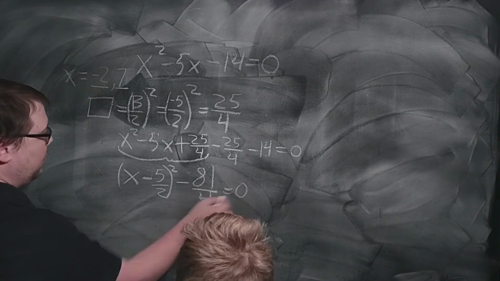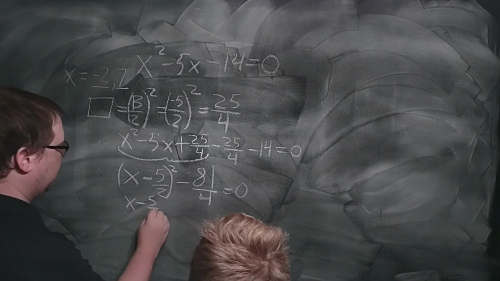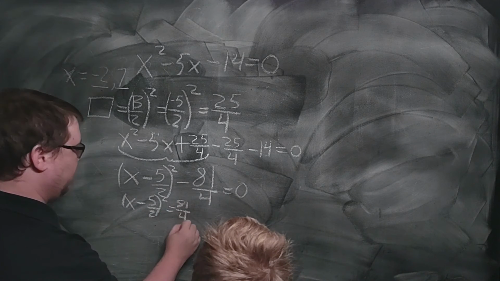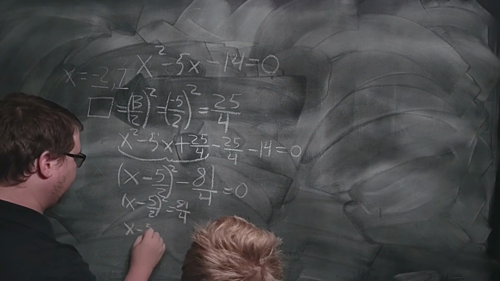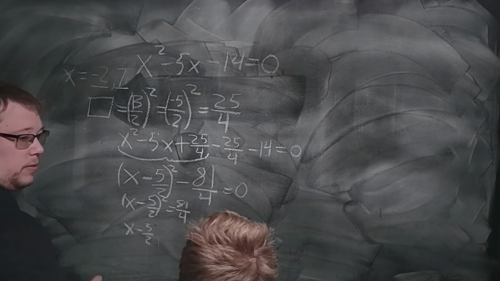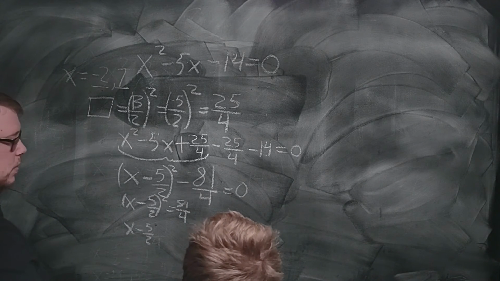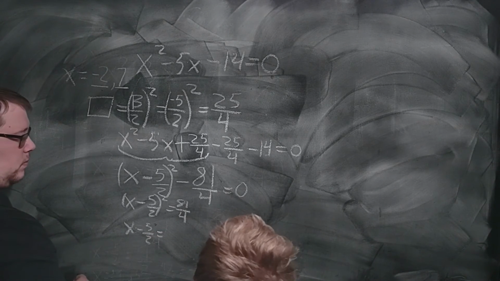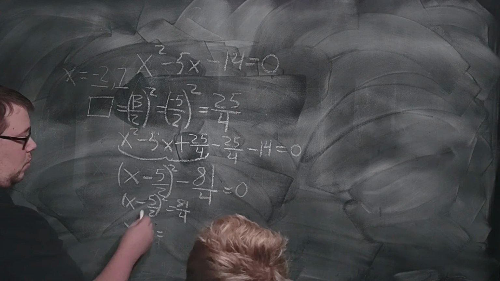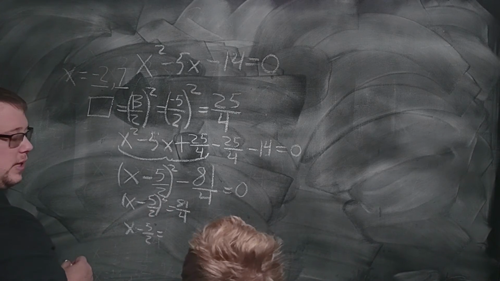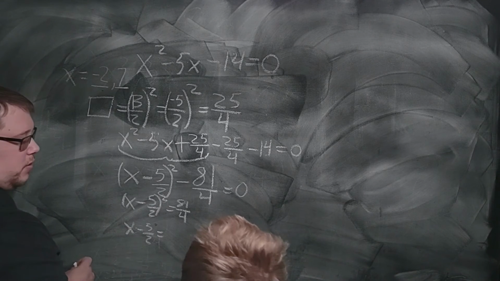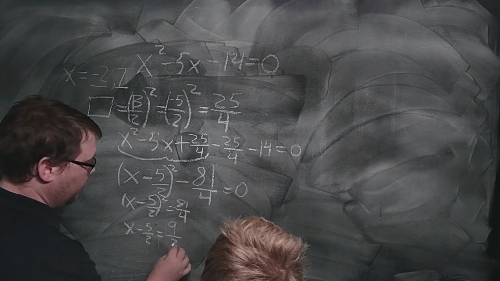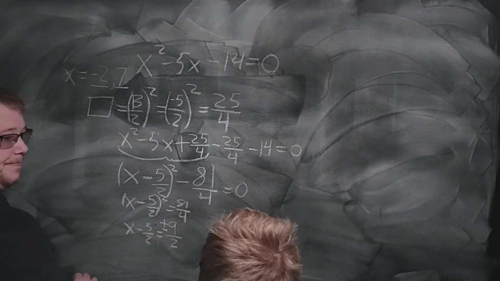Uh-huh. Okay. So now we're going to add 81 over 4. And then what? What's our next step? x minus 5 over 2 equals 81 over 4. We get rid of the squared, so we're going to take a square root, so it's 9 over 2. And it's plus or minus.